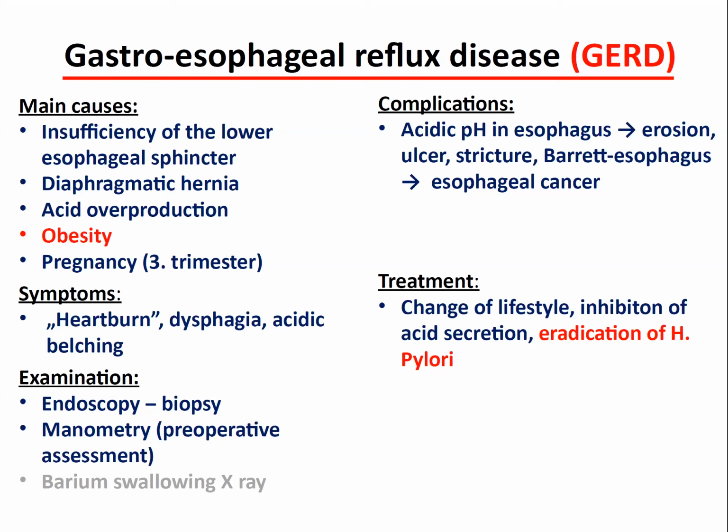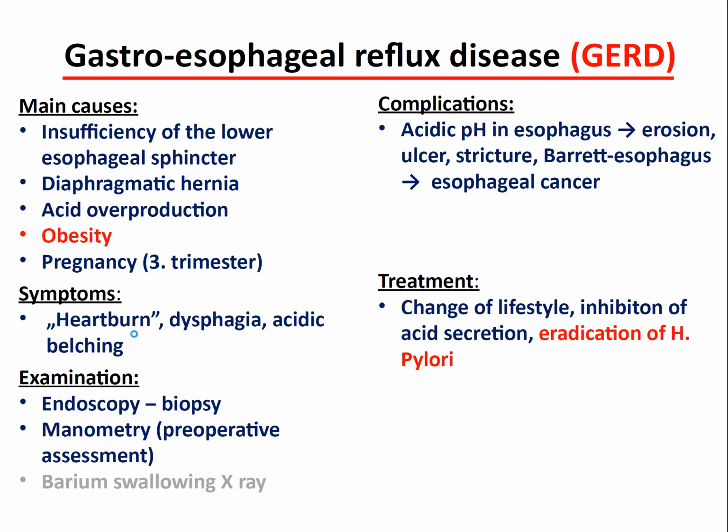mimic or can be caused by a myocardial MI, usually the inferior myocardial MI as well. So this should be differentiated from each other. And very commonly, dysphagia or acid belching can occur in this patient who has this GERD.